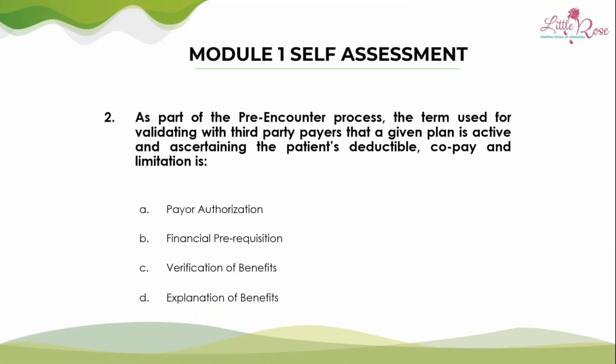Question number 2. As part of the pre-encounter process, the term used for validating with third-party payers that a given plan is active and ascertaining the patient's deductible, copay, and limitations is: A. Payer authorization, B. Financial prerequisition, C. Verification of benefits, D. Explanation of benefits.